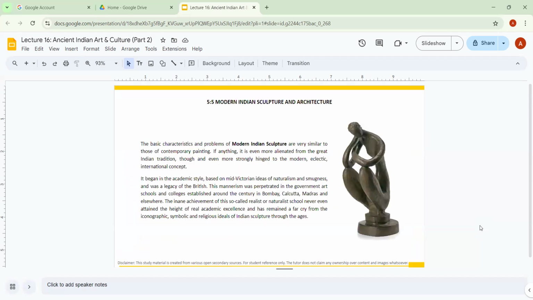The modern Indian sculpture and architecture. The basic characteristics and problems of modern Indian sculpture are very similar to those of the contemporary paintings. If anything, it is even more alienated from the great Indian tradition, and even more strongly hinged to the modern eclectic international concept.